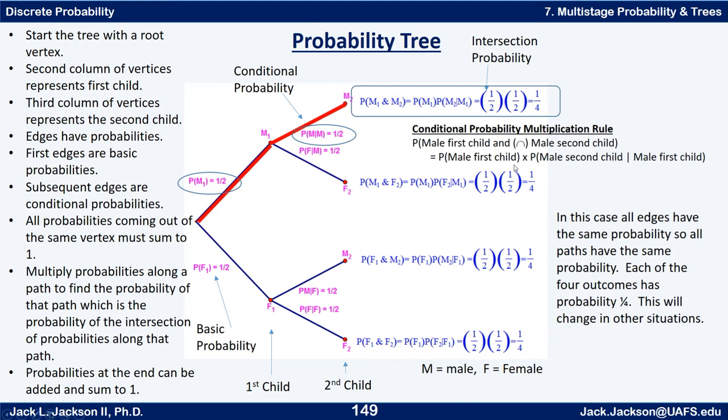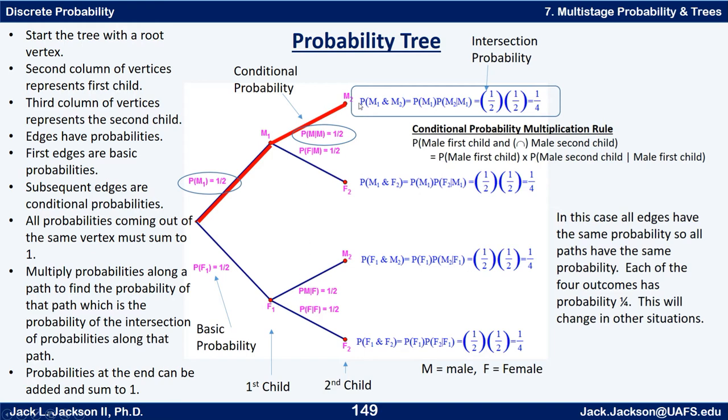Also notice that these two are the only ones coming out of male first time, so they should add up to the probability that you get a male first time. So 1/4 plus 1/4 is 1/2. So these are the only two going back to this vertex. They're all of them that go back to that vertex and nothing else. So they add up to the probability of getting to that vertex. Same way down here, these two add up to the 1/2 from here.